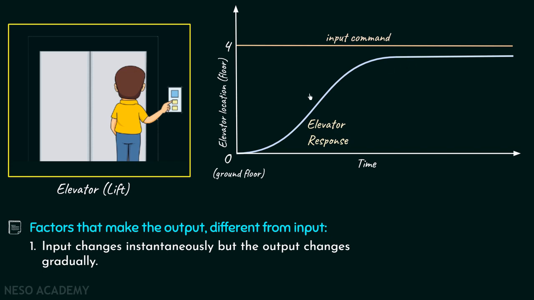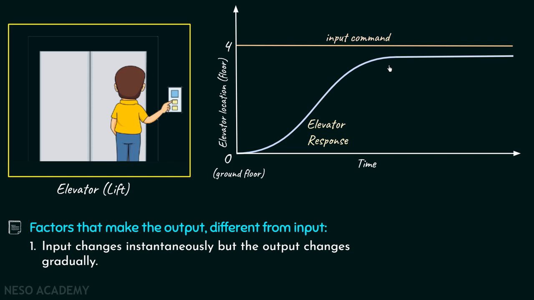We all know that the elevator can't directly jump from the ground floor to the fourth floor. It has to cross the first floor, the second floor, the third floor, and then after that, finally it reaches the fourth floor. And that's why it takes some time. And due to this, the output response or the elevator response is quite gradual in nature.